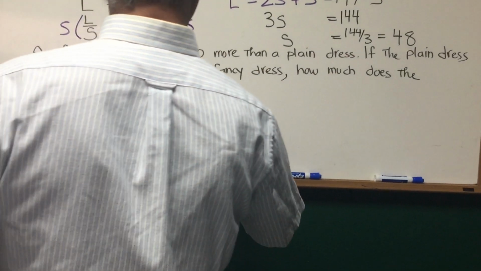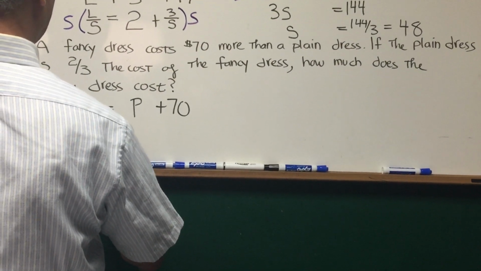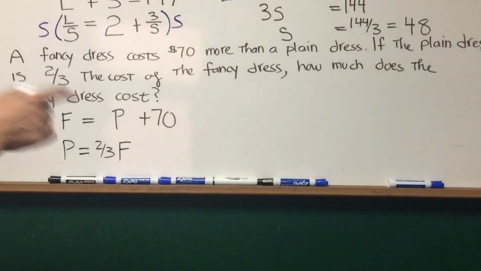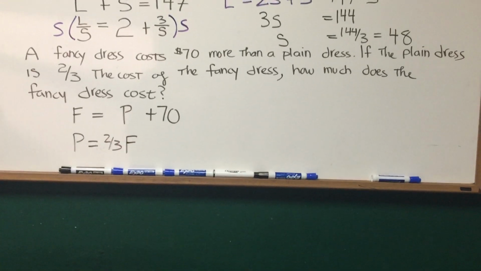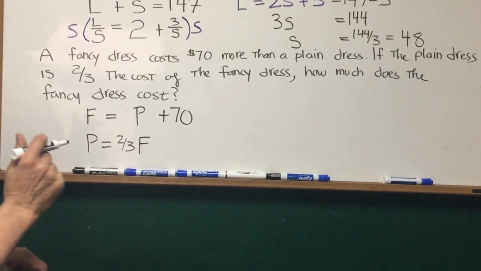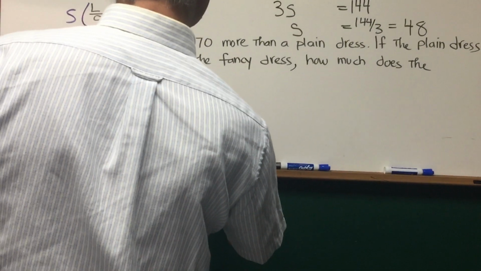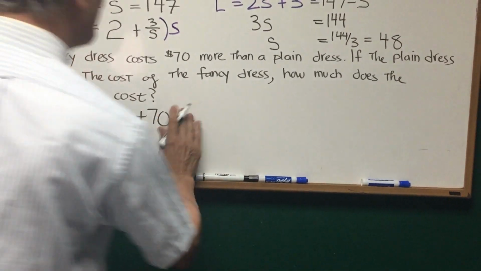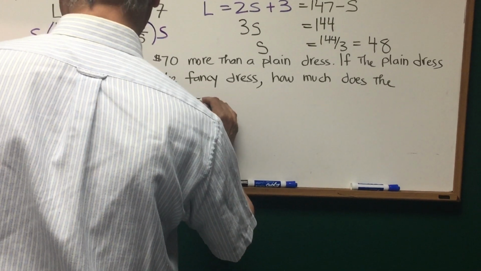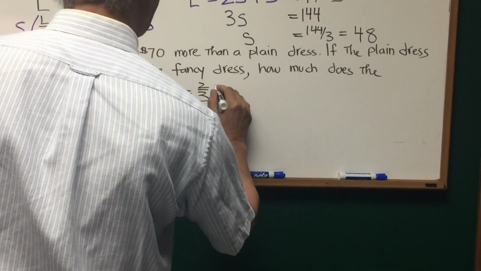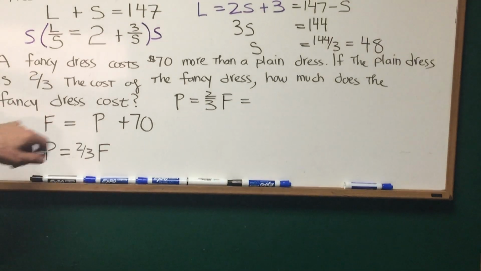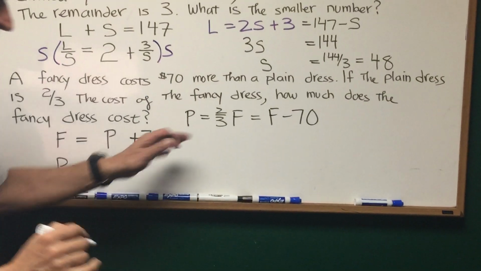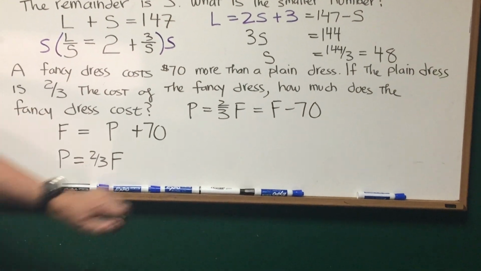The plain dress is 2/3 the cost of the fancy dress. How much does the fancy dress cost? Well, let's see. Two ways we can do this. How about we find out what P is equal to? P is equal to 2/3 of F, which is also equal to F minus 70. We'll solve for F first, and then we'll go back and solve for P.